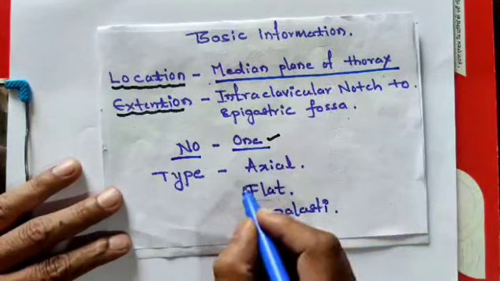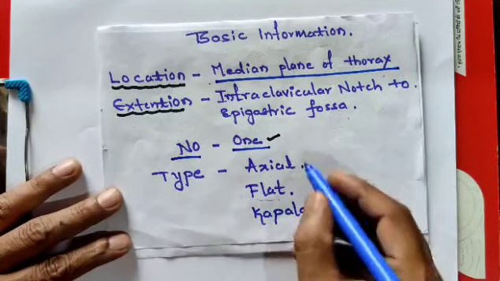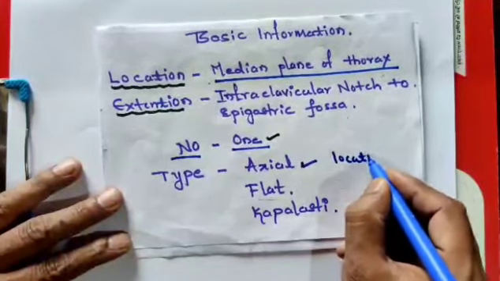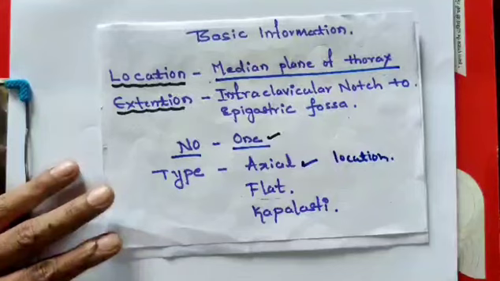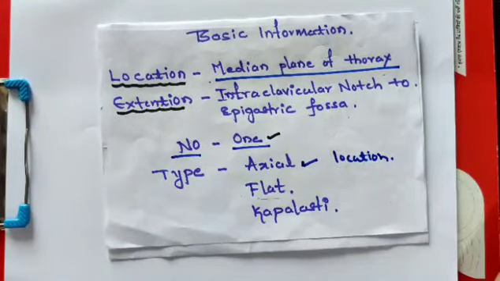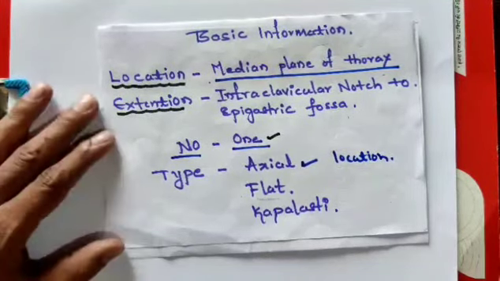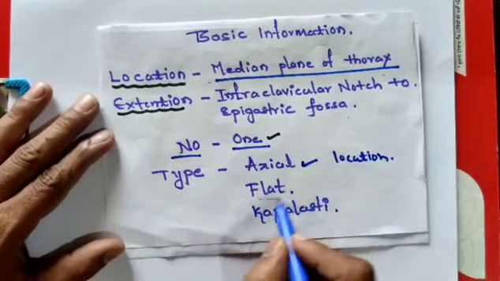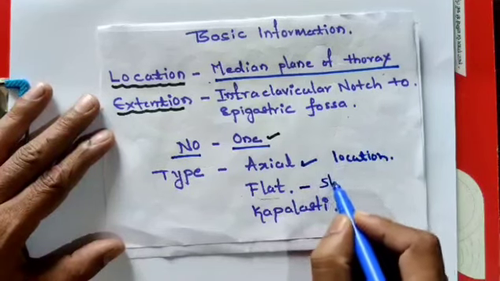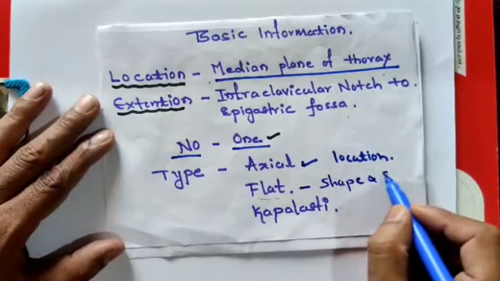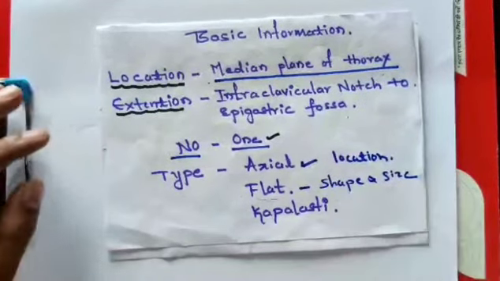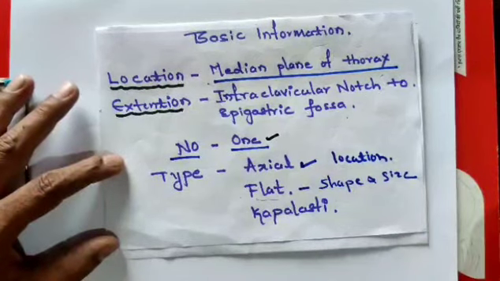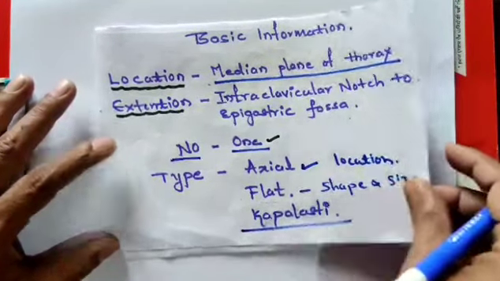The sternum is an axial bone according to the location. According to the location, bones are divided into two parts: axial and appendicular bones. The sternum comes under the axial group of bones. Next, according to the shape and size, this is a flat bone. And according to Ayurveda, it is classified under Kapalasthi.